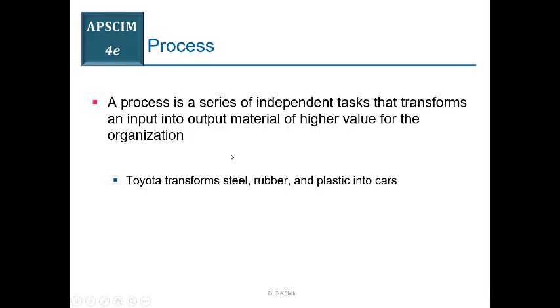So let me start the presentation. So process is any activity within the system. Specifically, when you talk about a manufacturing system, process is an activity which transforms a material from one form to another form. So technically, if you want to define it, the book definition is that process is a series of independent tasks that transforms an input into output material with some value added.